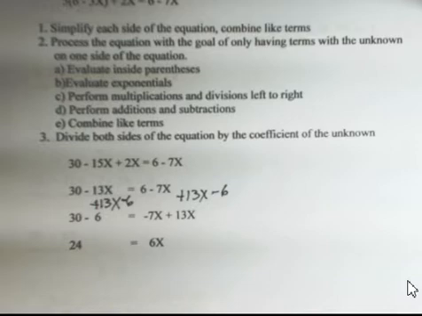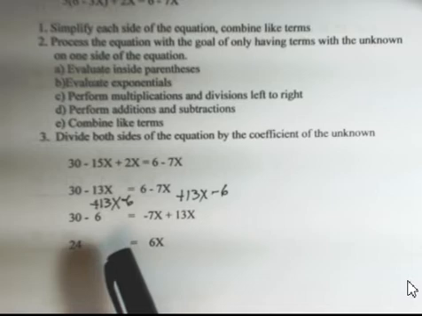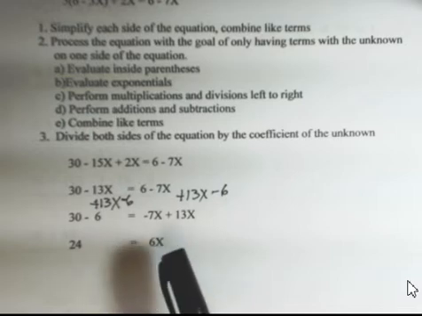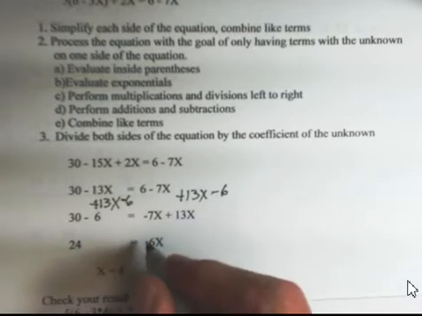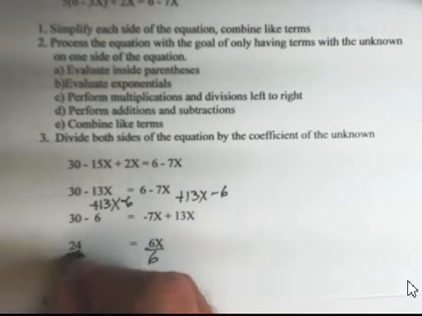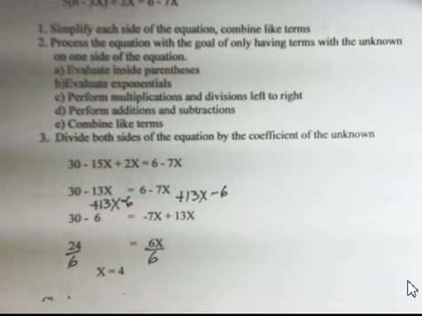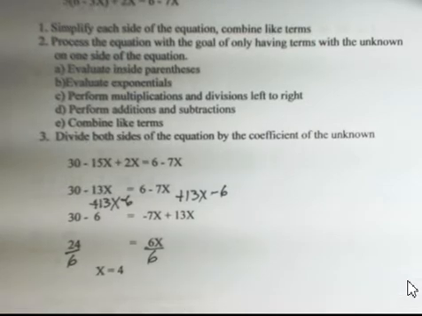And now our last step would be to get just x by itself. We have 6 times x here. I need to do the reverse operation of multiplication. 6 times x, that 6 would be cleared out by dividing by 6 on both sides. So divide by 6, and we get x equals 4. X equals 4 is the answer for our equation.